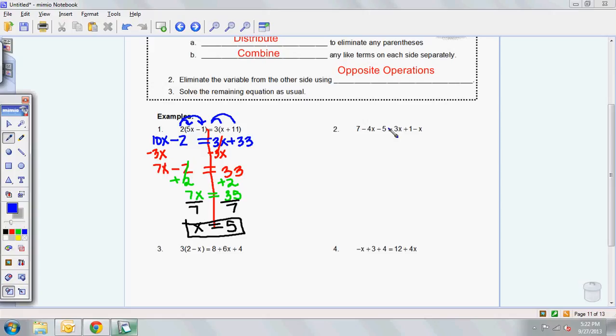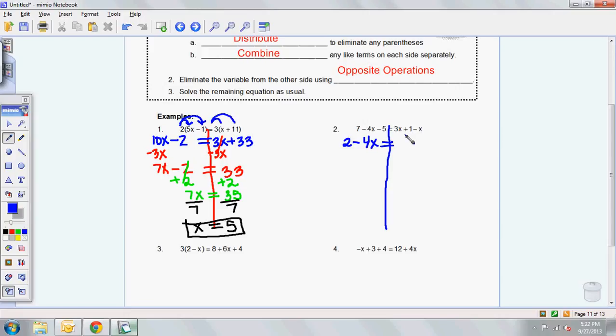This one has a little bit different simplifying going on. I don't see any parentheses, but I see way too many terms. I'm going to look at this side, and obviously I'm going to have to combine like terms. My like terms would be my 7 minus 5. If I combine those like terms, 7 minus 5 is going to give me a 2 minus 4x. I'm just going to bring down that 4x. This side, I actually have 2 x's, so I'm going to combine those.